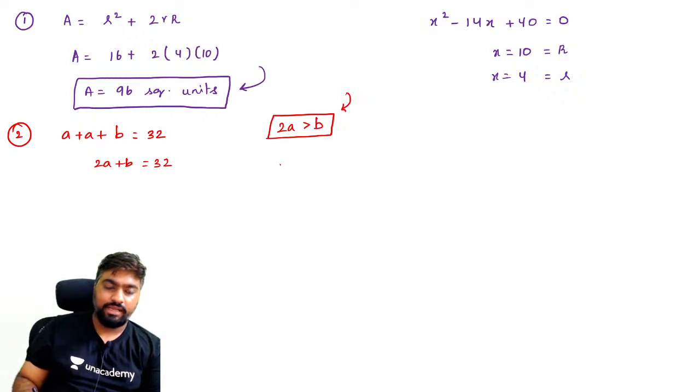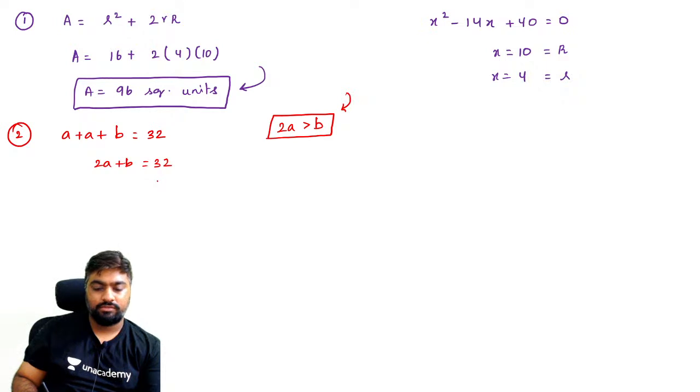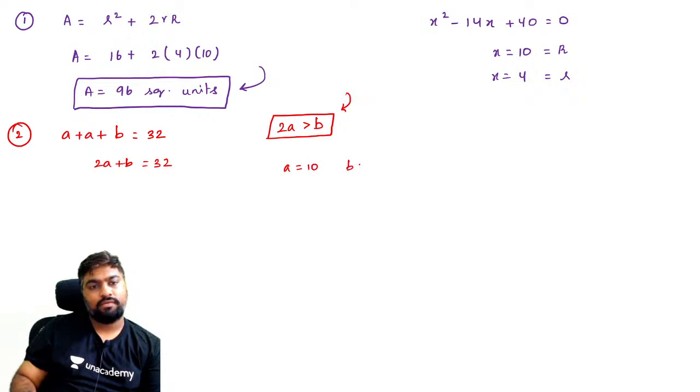Try out, go random tries. Yes, random tries कर सकते हो. 2a should be greater than b, that's definite है यहाँ पे. Got it? Yeah, you can try with 10 and 12. Yes, a equal to 10, b equal to 12. Yeah, so 2 times a, 10 and 10 should be greater than 12.